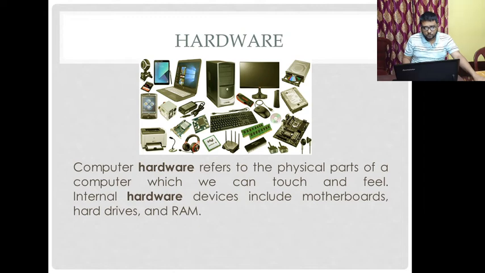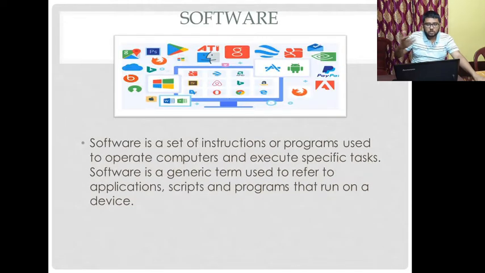Then what is a software? A software is a set of instructions or program used to operate computers and execute specific tasks. Software is a generic term used to refer to an application or a script and program that run on a device. Basically, softwares are the programs that help the hardware to work. So these are instructions. Softwares are instructions. There are a lot of softwares. In mobile phone, we call these softwares as applications, apps.